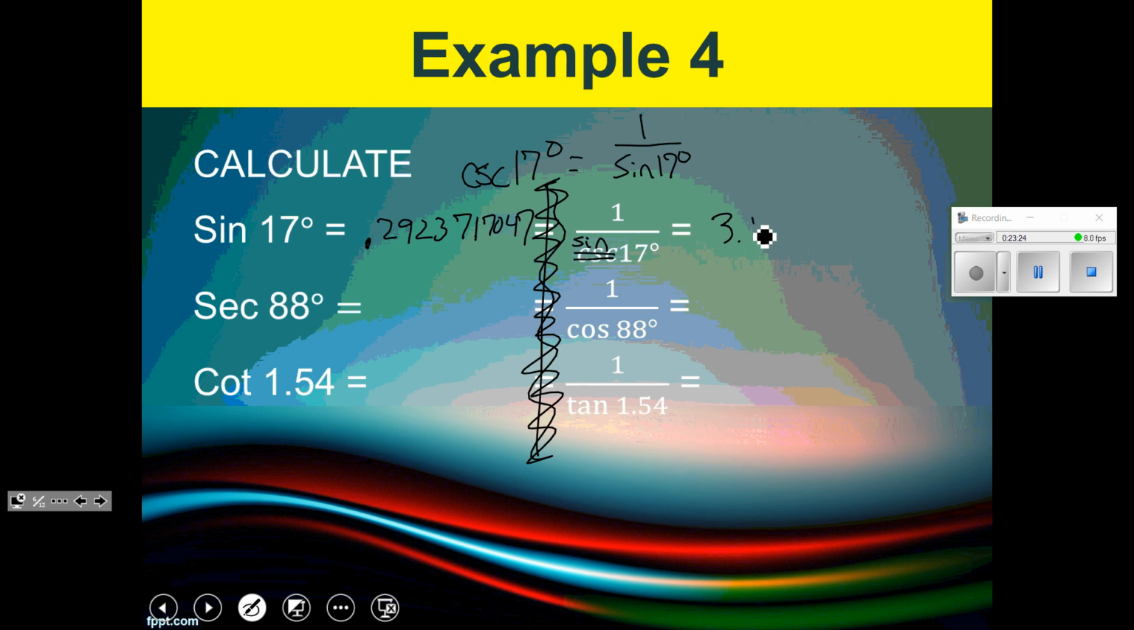So this one's going to be 3.4203 if I did 4 decimal places. Okay?